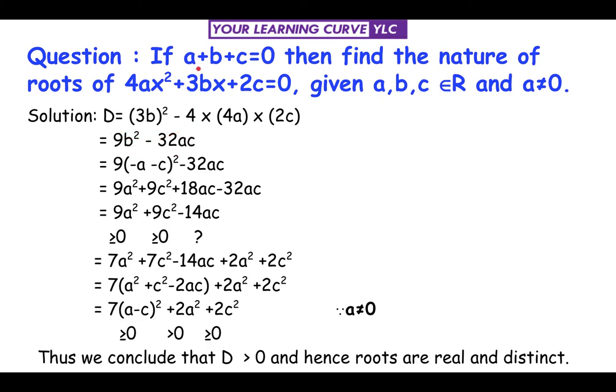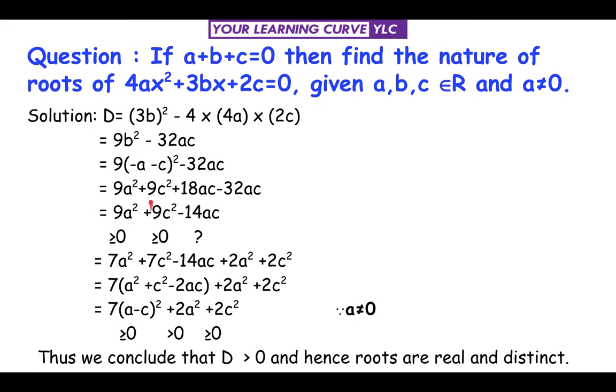Now, we have been given one more relation, a plus b plus c is equal to 0. What we do? We substitute the value of b from here, that is minus a minus c, in place of b. Square it, you get 9a square plus 9c square plus 18ac. Remember, a square plus c square plus 2ac, this minus sign, when you take it out, it gets squared and becomes positive. So, you get 9a square plus 9c square plus 18ac minus 32ac, which is equivalent to 9a square plus 9c square minus 14ac.